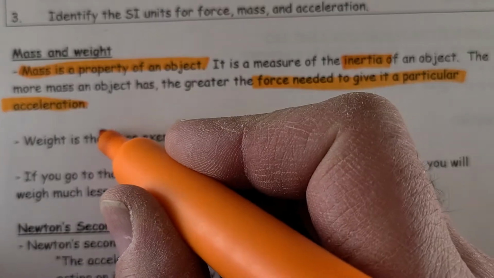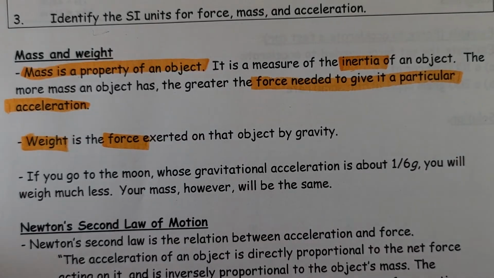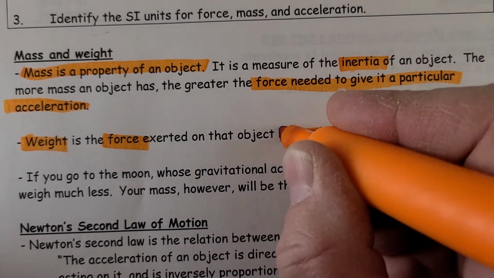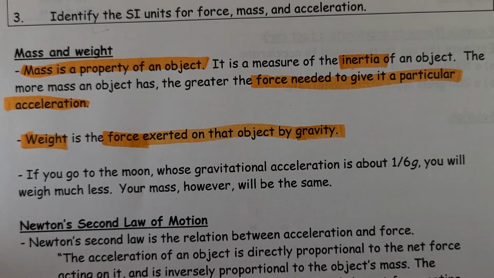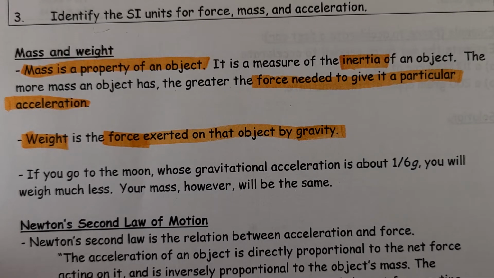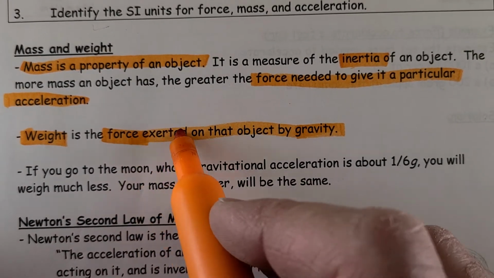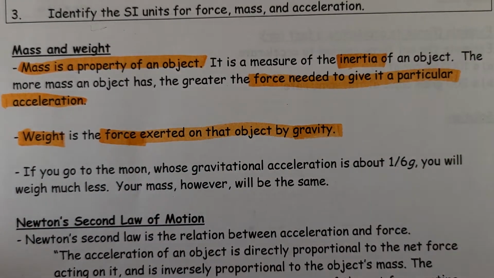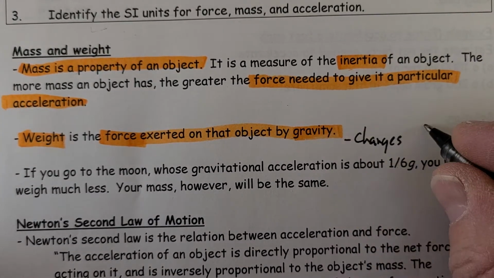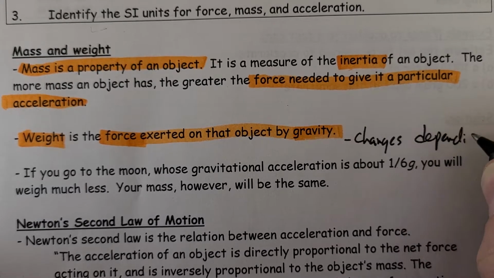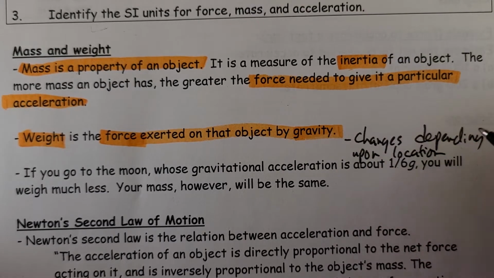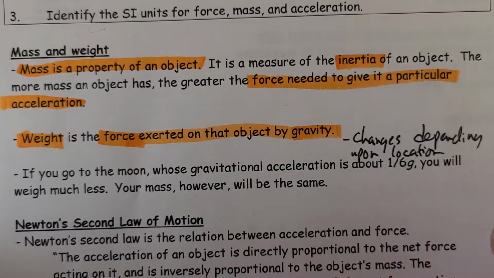Whereas weight is really a force. Weight is technically a measure of force exerted on that object due to gravity. So due to being where it is, whether it's the Earth or the Moon or somewhere else, there's a downward force pulling the object down. That is technically weight, and that changes wherever you are. So we could say this changes depending upon location.